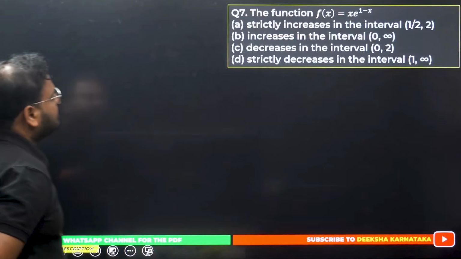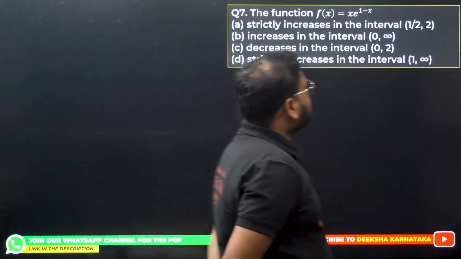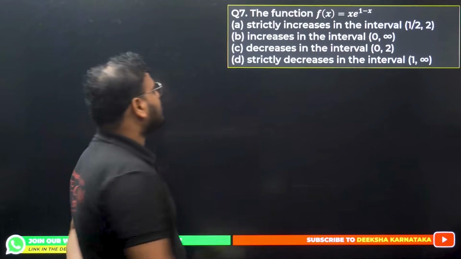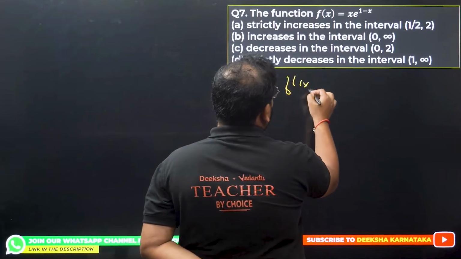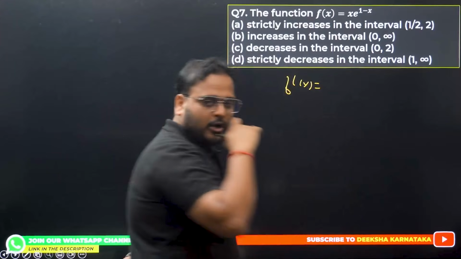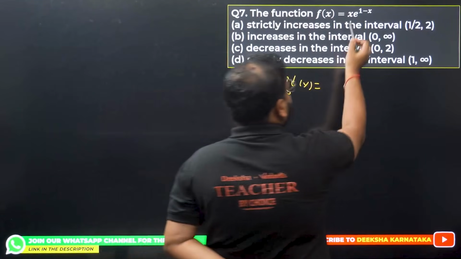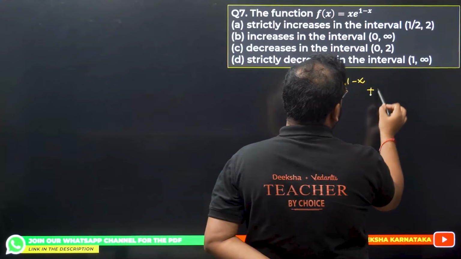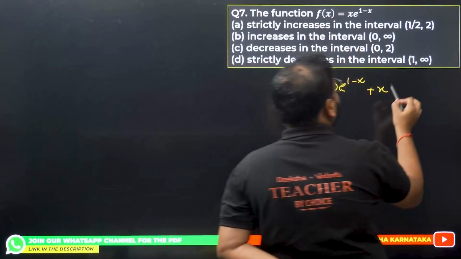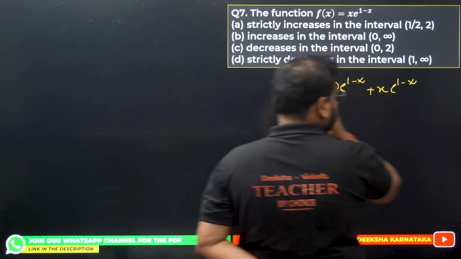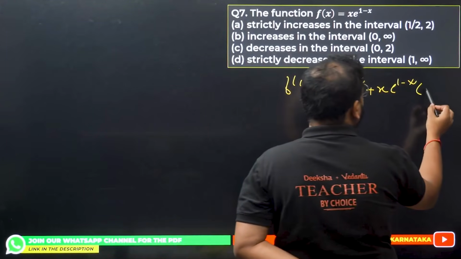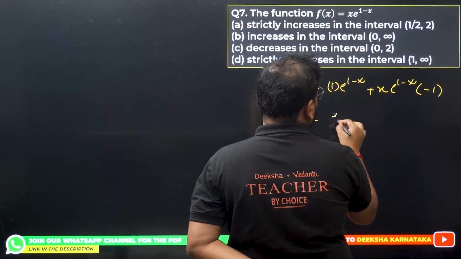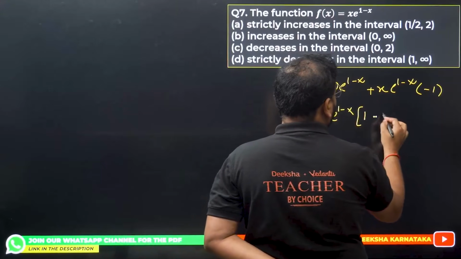Question number 7 now. The function f(x) equals x times e power 1 minus x. Same thing, we are looking for decreasing or increasing nature. The first step remains the same: f dash of x, differentiate this. You have to use the product rule. Differentiate x, you get 1 times e power 1 minus x. Keep x as it is and differentiate e power 1 minus x, you get e power 1 minus x. Is it over? No. Apply the chain rule, you get minus 1. Now take e power 1 minus x common, and you have 1 minus x left.